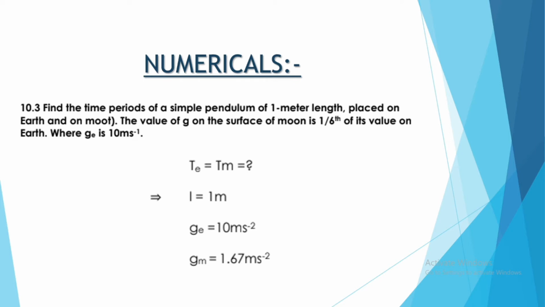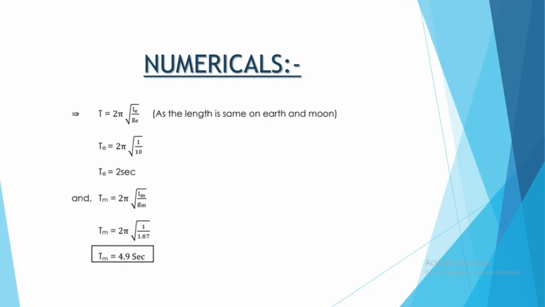So time period on Earth and time period on Moon are unknown. Length is equal to 1 meter. G on Earth is 10 meter per second square and G on Moon is 1.67 meter per second square. The solution is that we'll use the same formula, T is equal to 2 pi under root L upon G, as the length is same on Earth and Moon.